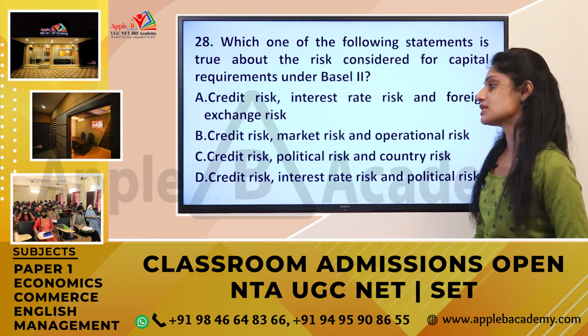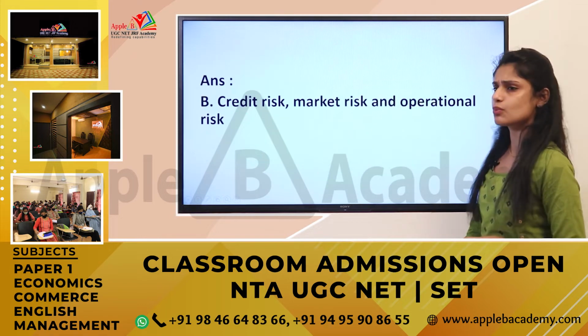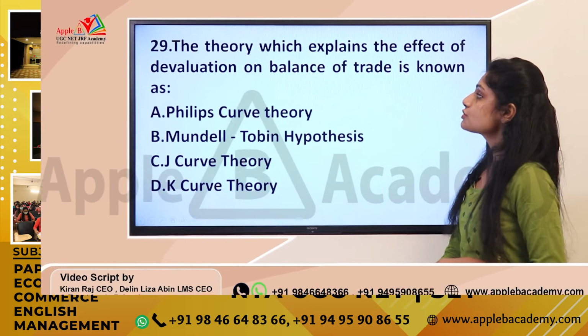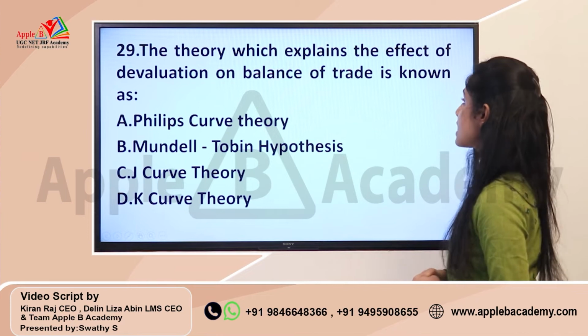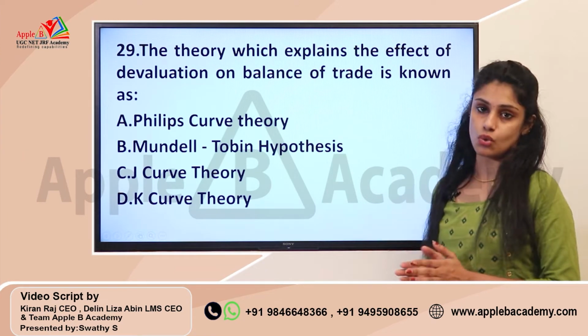And see, the correct one is option B, credit risk, market risk and operational risk. It's a very direct question. Moving to 29th question, the theory which explains the effect of devaluation on the balance of trade is known as.